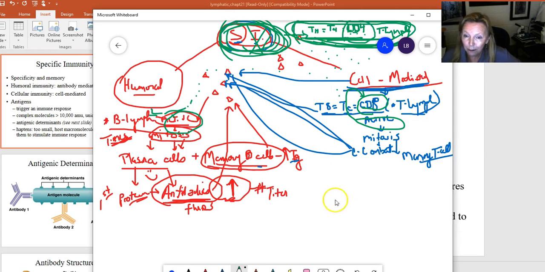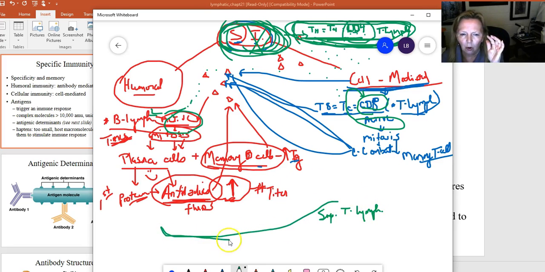Now, there's another type of T lymphocyte. You're kidding me, right? No, I'm not kidding you. There's another type of T lymphocyte, and these are called the suppressor, y'all write that down, suppressor T lymphocytes. What I want you to know about suppressor T lymphocytes is that they sort of monitor this whole system, the humoral and the cell-mediated, making sure that it stays in the right kind of response.